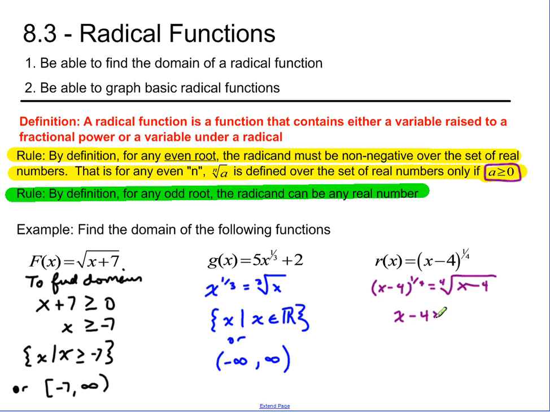Now if we solve that, we're going to get x is greater than or equal to positive 4. So if we write it in set builder notation, it's the set of all x such that x is greater than or equal to 4. Or in interval notation, square bracket around the 4 to positive infinity. Okay, not so bad.